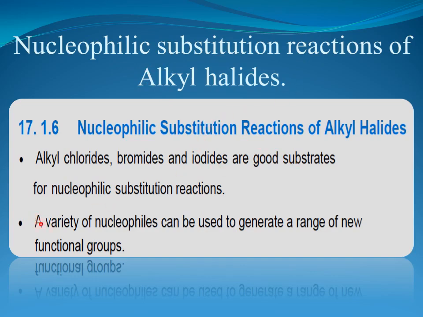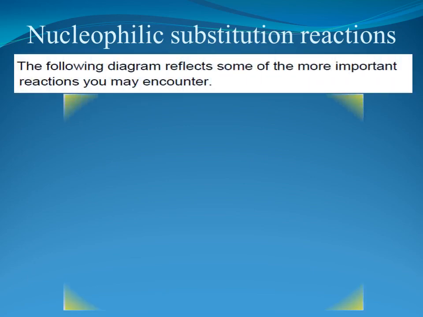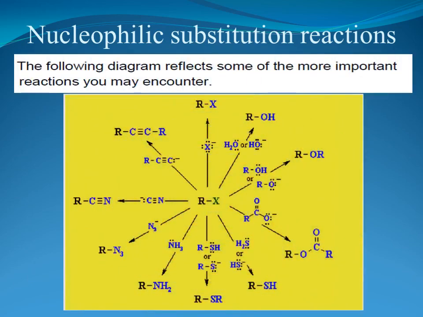Now students, a variety of nucleophiles, other than the X atoms like halogen atoms, can be used to generate a range of new functional groups. Look at this diagram which reflects some of the important reactions that you may encounter. In the center you can see this is RX. X represents any halogen atom. R is the alkyl group. This X can be chloride, bromide or iodide.